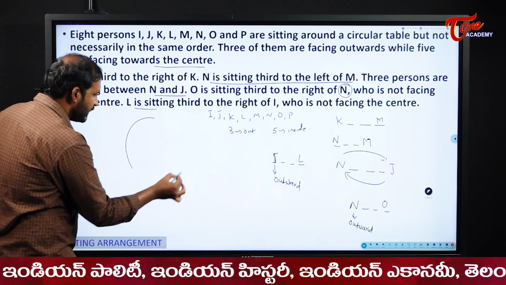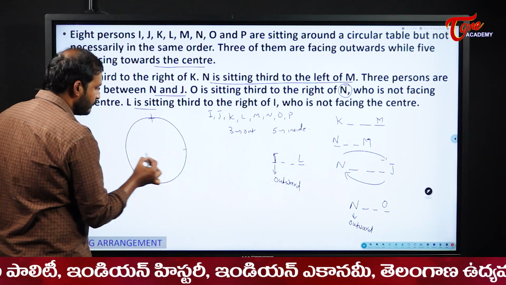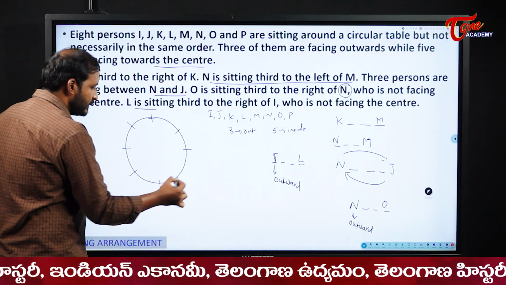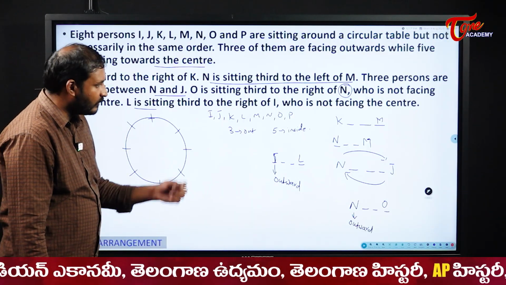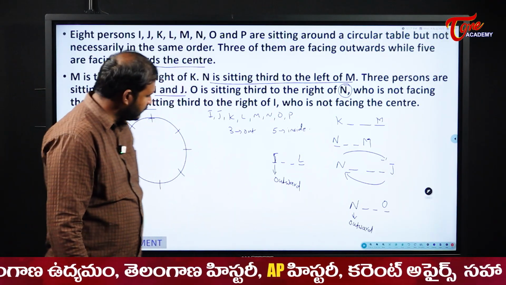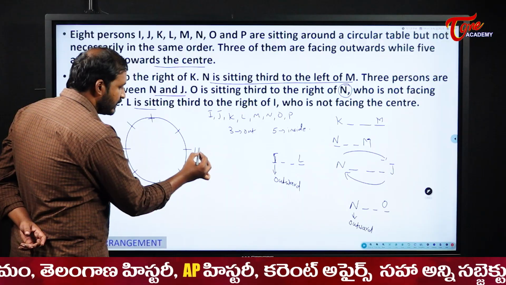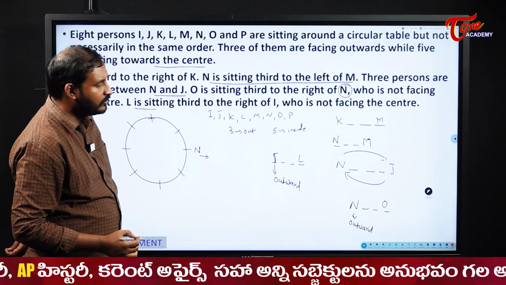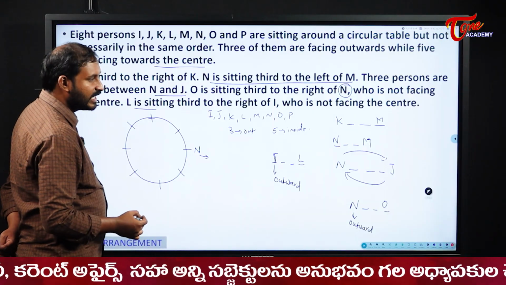Okay, we will do the trial and error method. 1, 2, 3, 4, 5, 6, 7 and 8. 8 positions I have written and now we will try to solve it, students. N is facing outward, right? Okay, we can take wherever we want. N is facing outward. And to its second right, I should have who? O.